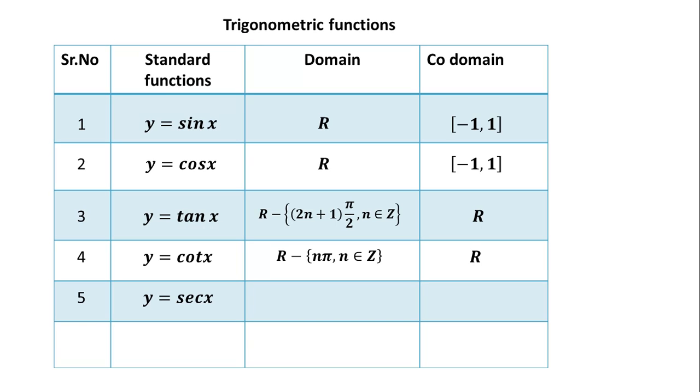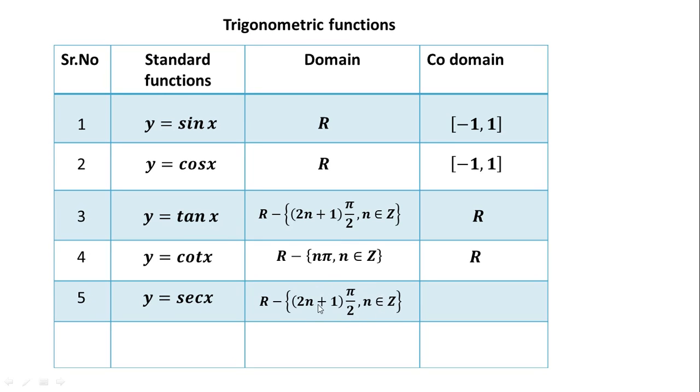Then for sec x, sec x is the reciprocal of cos x. So whenever cos x is 0, sec x is infinity. So to define sec x as a function, we have to remove all the angles where cos becomes 0. So that's why the domain of the sec function is R minus {(2n+1)π/2}, where n belongs to Z.